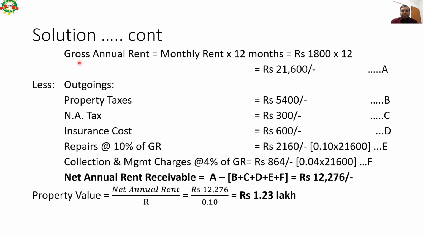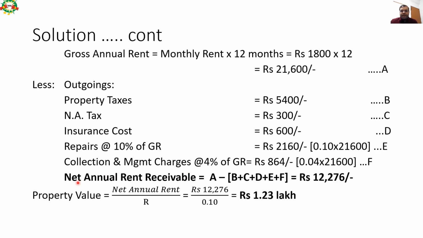So gross annual rent is monthly rent into 12 months. Monthly we are getting 1,800 rupees from the property, and for 12 months, so 21,600 rupees of rent we will get from the property on annual basis, less outgoings. So property tax we will deduct 5,400, NA tax, insurance cost, and repair. The repair is 10% of the gross receipt, which is 21,600, so 2,160 is for repairs. Then 4% collection and management charges, this again we will deduct.